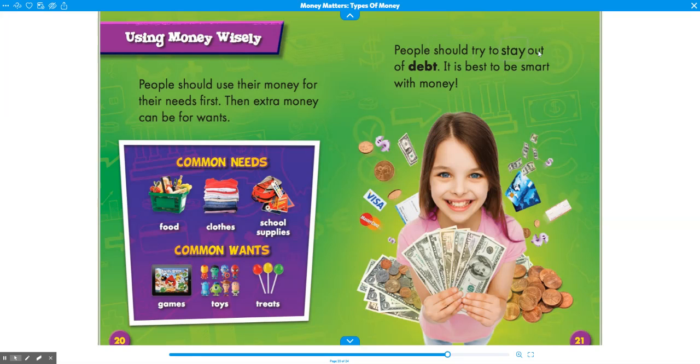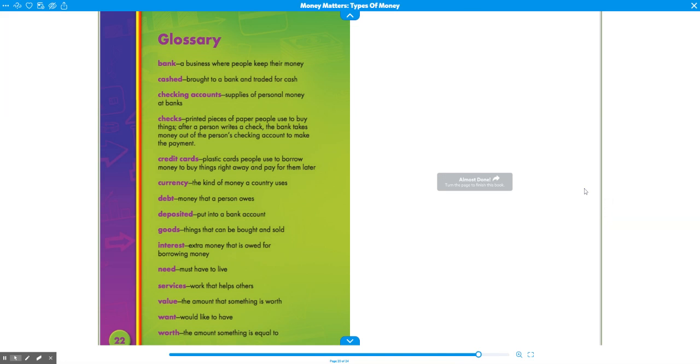People should try to stay out of debt. It is best to be smart with money. Now, debt is when you owe a person or a company money. So, like if you have a credit card or if you take out a loan, that is debt. And then here's the glossary that talks about the different words that we saw in this book.